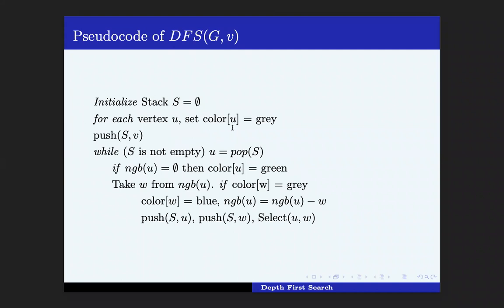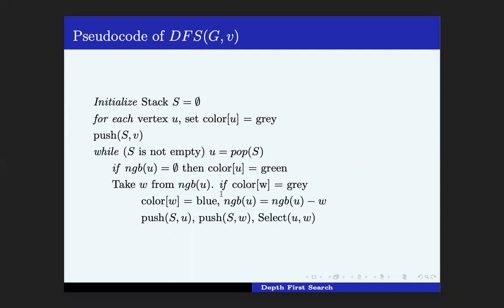Initially we color all the vertices gray, then start by pushing the vertex from which we want to do the DFS, that's the start vertex. And now we keep on doing it till the stack is empty. At any point of time, I pop and look at the topmost vertex. When I pop the topmost vertex U, if the neighborhood is empty, then I will color it green and done. If the neighborhood is not empty, so if the neighborhood of U has some W, then what do I do?